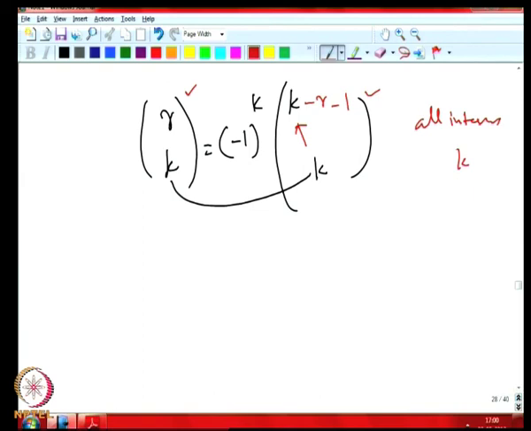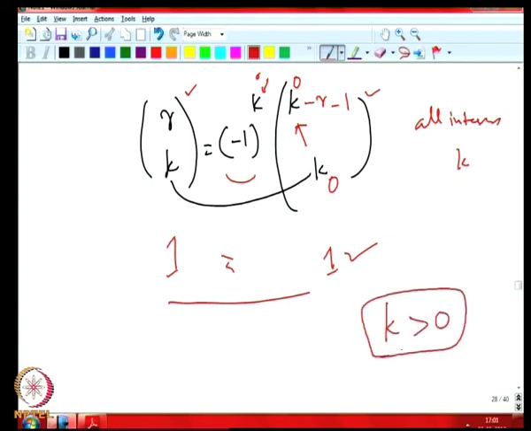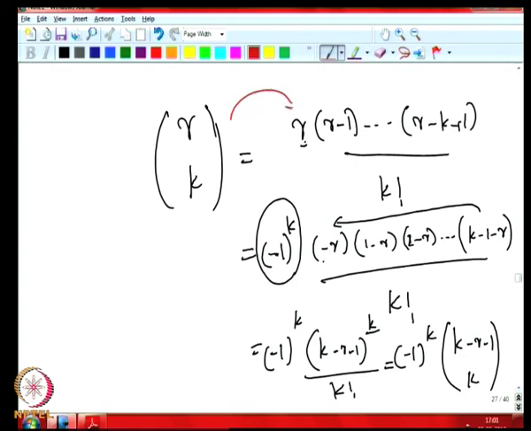This is R choose 0, and this is 1. And what is this? Put 0 here, minus 1 choose 0, this is also 1. And this one, because K equals 0, will be 1, so 1 is equal to 1, that is correct. So we can assume that K is a positive integer, and so therefore this is correct. You can expand it that way, and then we can always extract minus 1 out of this, that is not wrong.